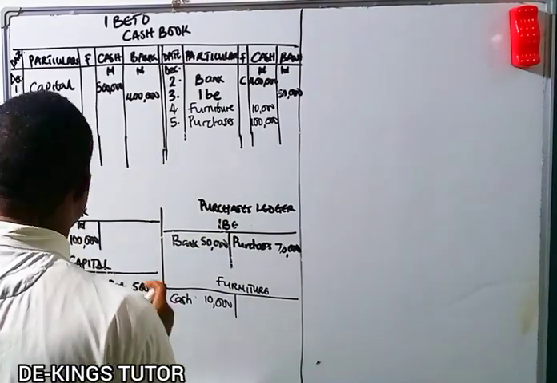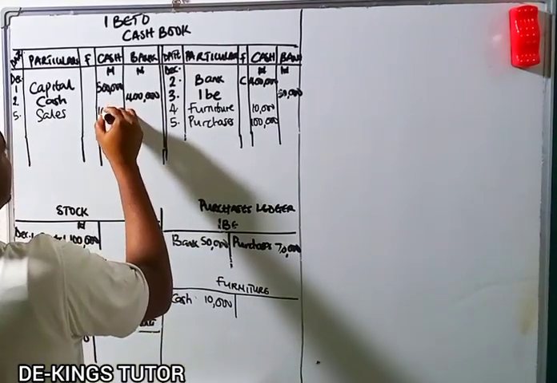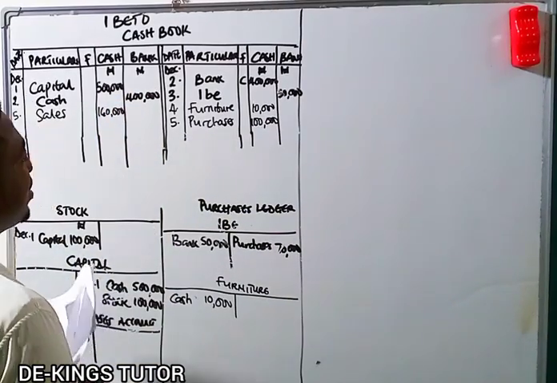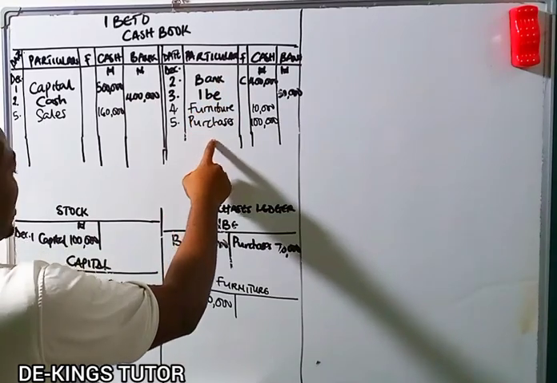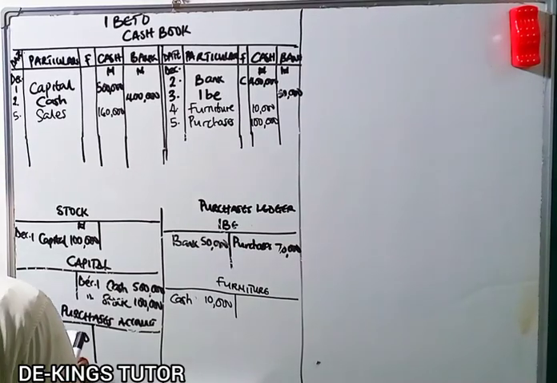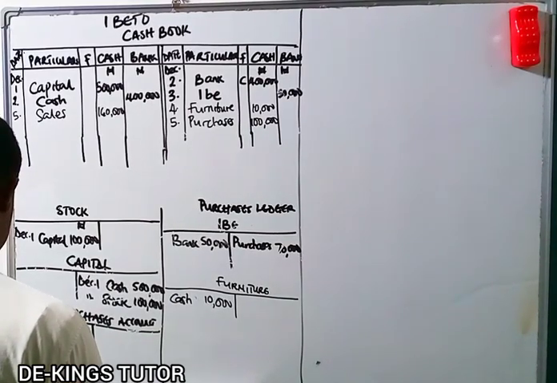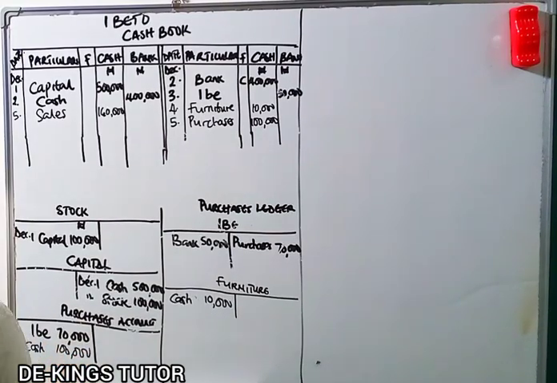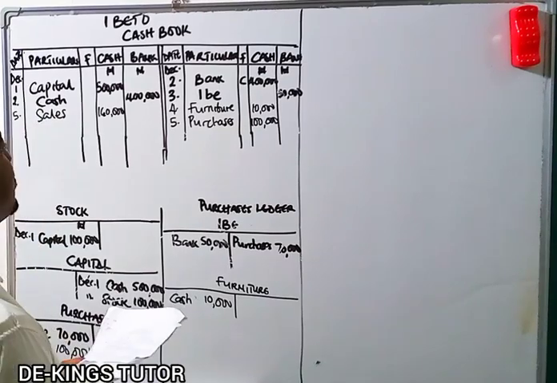Now, how much is that one? It is 160,000. Now this is purchases. Now the corresponding entry will still come to the purchases account here. So we'll have cash 100,000. Okay, so that is purchases.